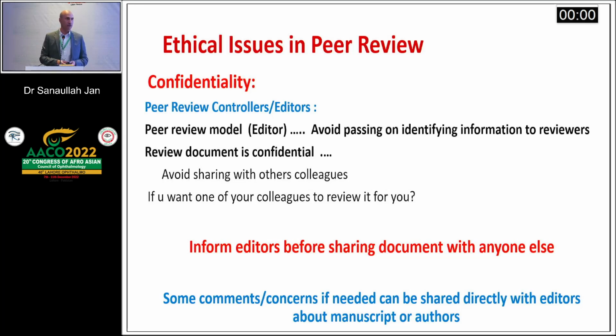Sometimes some of the senior colleagues, because they are very busy, they are having less time, so they will ask one of their junior colleagues to review it for them. Again, you have to inform the editors about that. You can recommend their names as reviewers to the editors. They can send it directly or give you permission to send that document to one of your colleagues. But if you are doing it just on your own without telling the editors, this is against ethics.